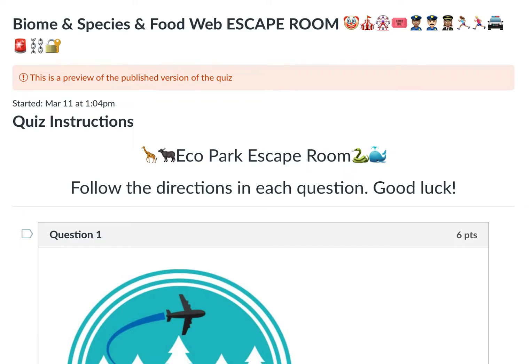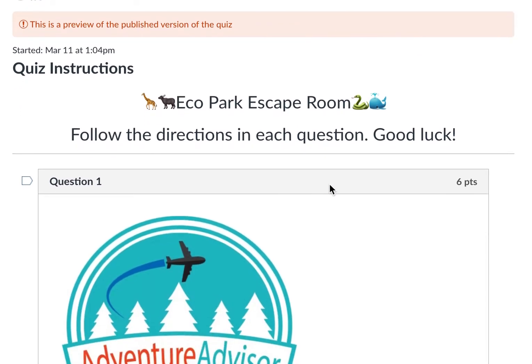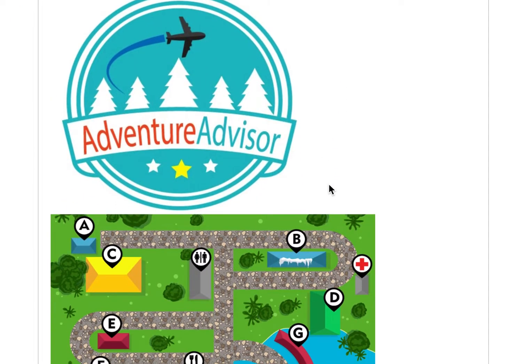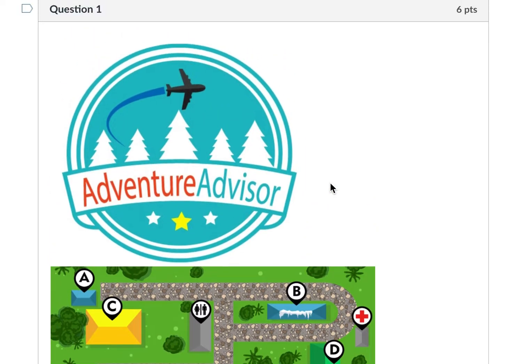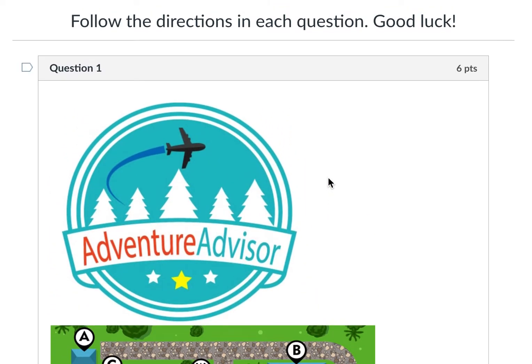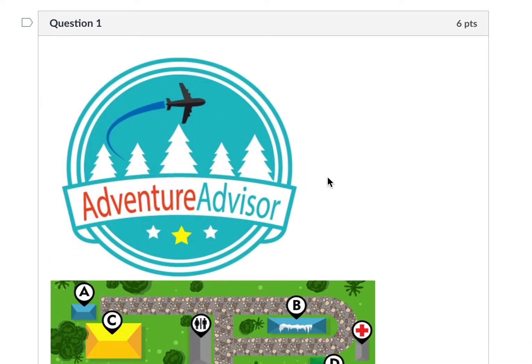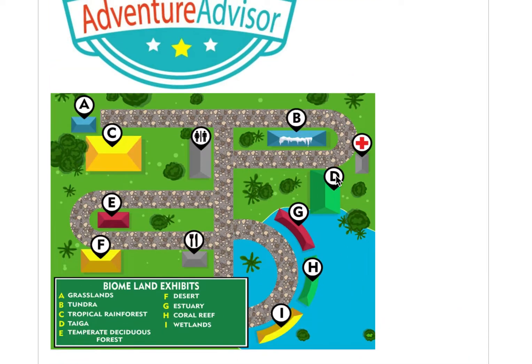Hi students, in this video we're going to talk about how to do this biome and species food web escape room that you have. So this is an eco park escape room that you are going to go through. And in this one, for the adventure advisor, you're going to read something like a TripAdvisor review. Here's a park map that the people went and visited.